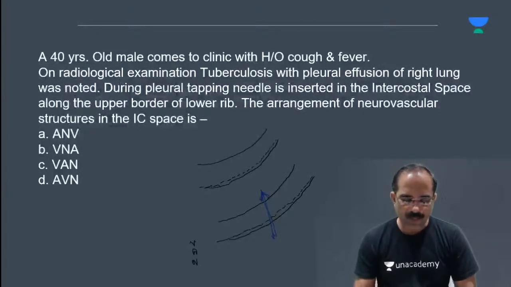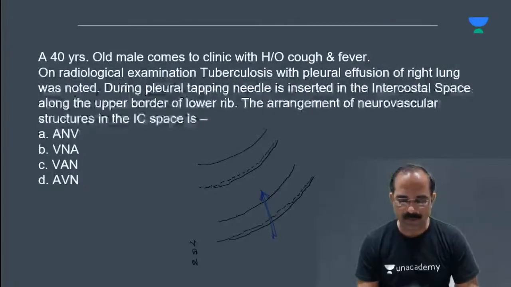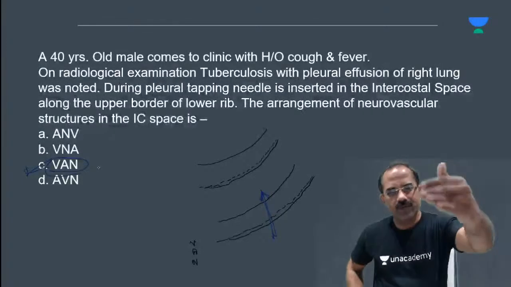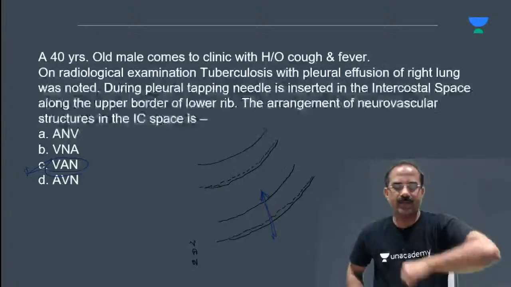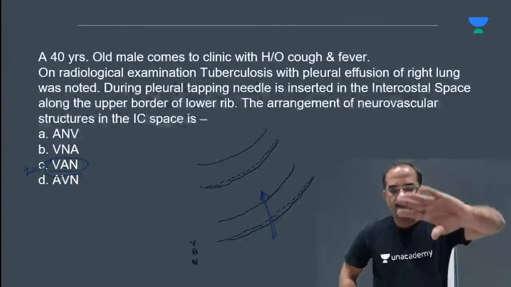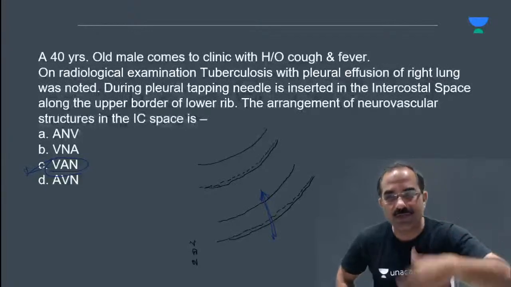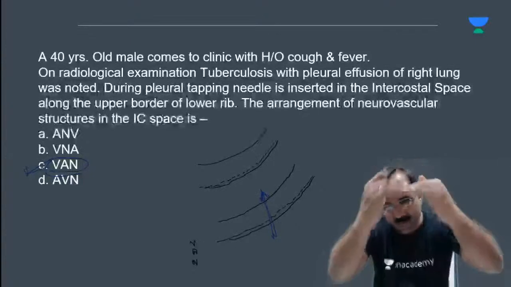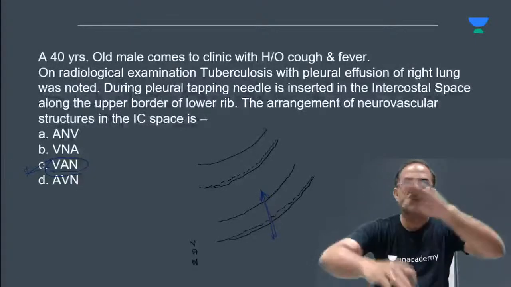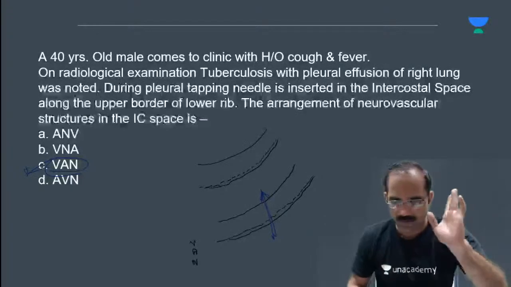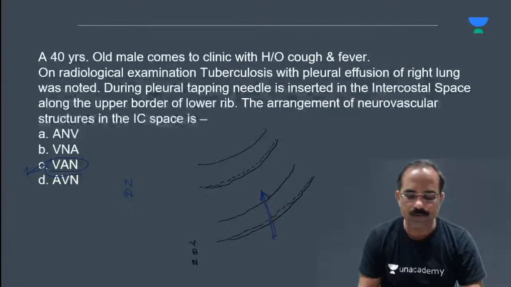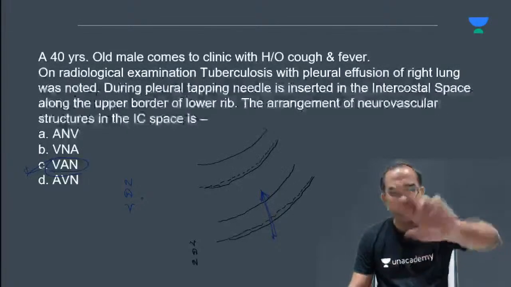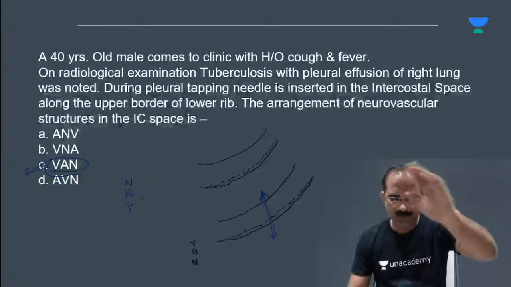So the arrangement of neurovascular structures in the intercostal space is vein, artery, nerve. It's the intercostal vein, then the artery, and finally the nerve. This is the normal sequence. Students, this sequence is reversed in which rib? Can anyone tell me? The normal sequence in an intercostal space is vein, artery, nerve, and this sequence is reversed in which rib? First rib. In the first rib it is nerve, artery, vein. Yes, very good. So the normal sequence is vein, artery, nerve. In the first rib it is reversed: nerve, artery, vein.